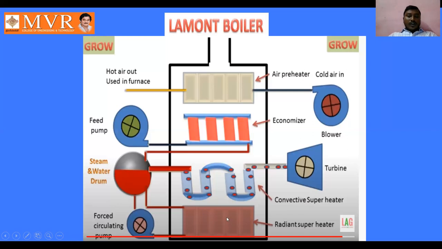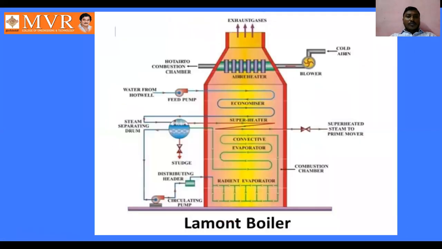By using the forced circulation pump, it enters the Lamont boiler, and here the feed water is converted into vapor, and again it is sent into the steam and water drum, and from the steam and water drum it is sent again into the convective superheater, where the vaporization takes place and it enters the turbine. This is the Lamont boiler working principle.